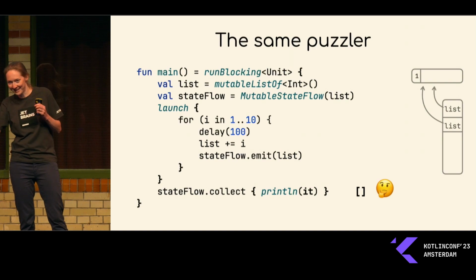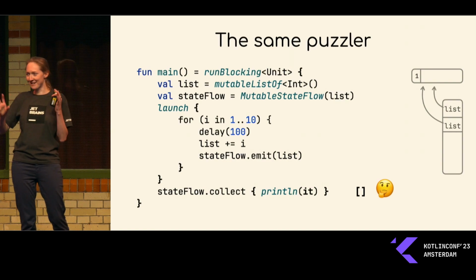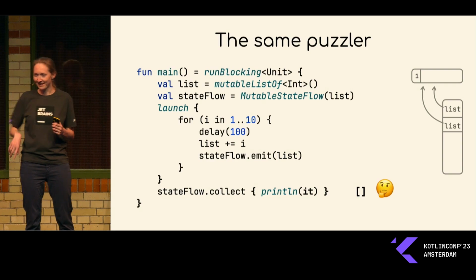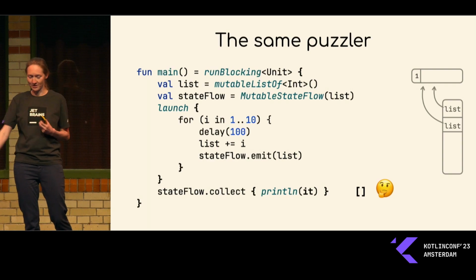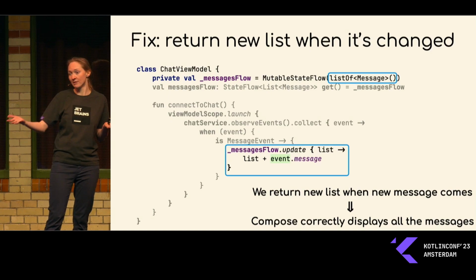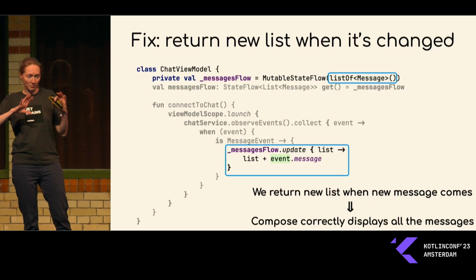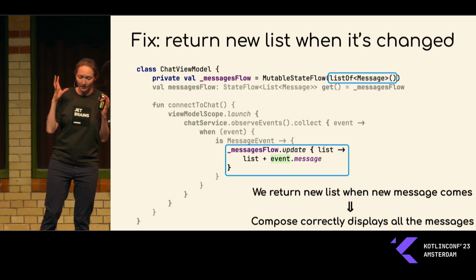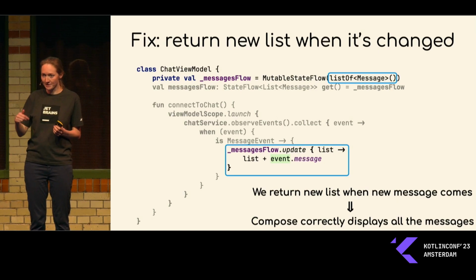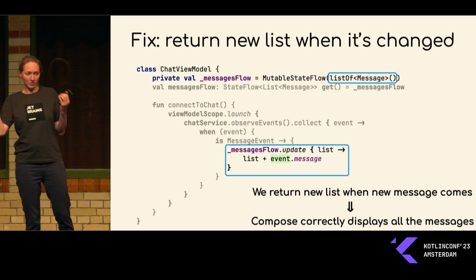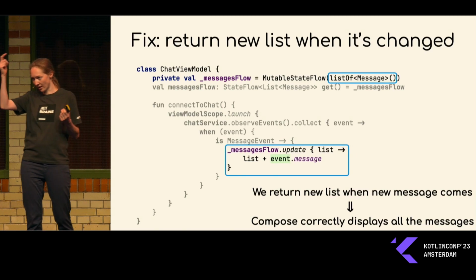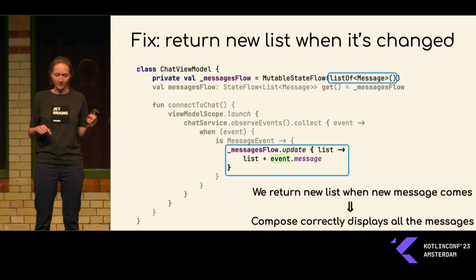You might have spent some time figuring out why your app doesn't work, because you somehow decided to use a mutable list instead of returning a new data structure each time. And the fix is easy. You just return a new list when it has changed, so it doesn't use any mutable list so far. You only say, okay, I update the previous list and return a new list when a new message comes. And then state flow works correctly and understands that, okay, a new element comes with new content.